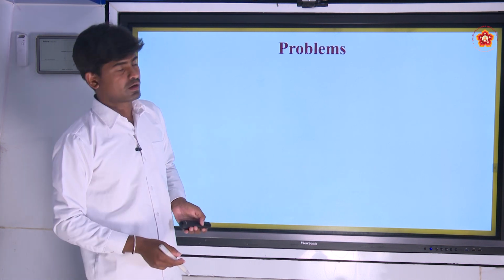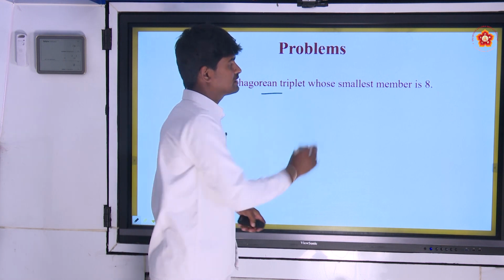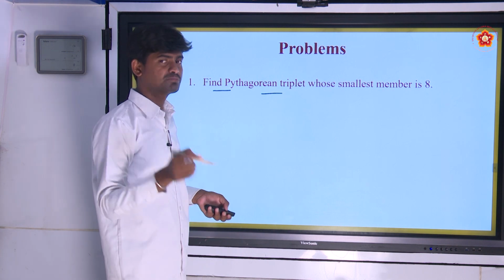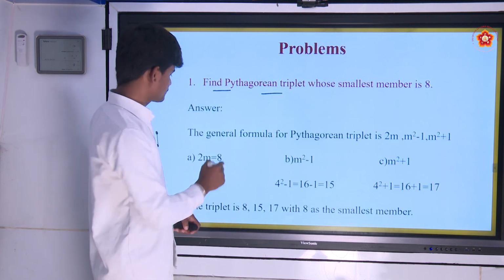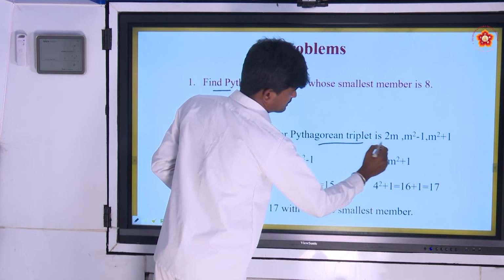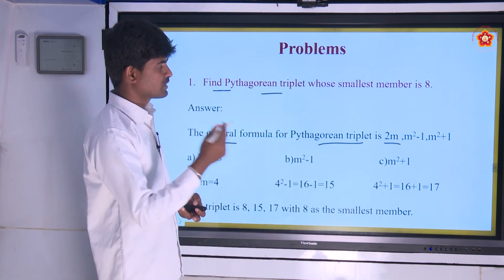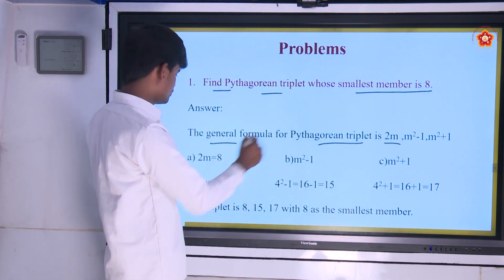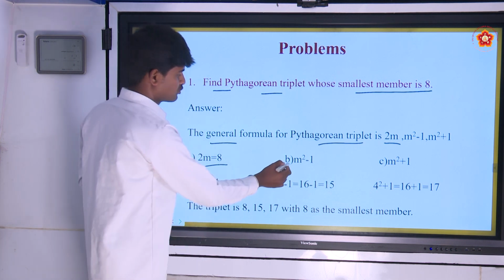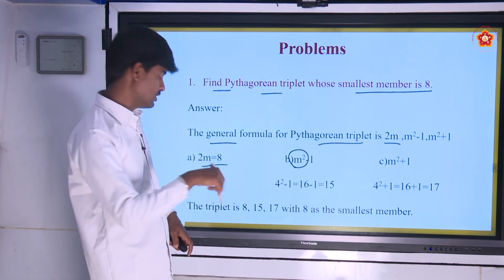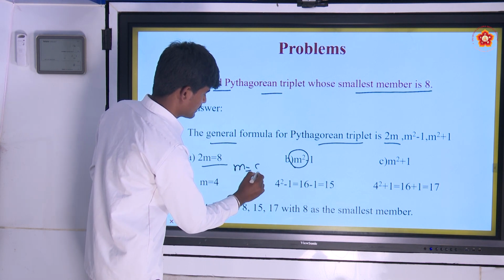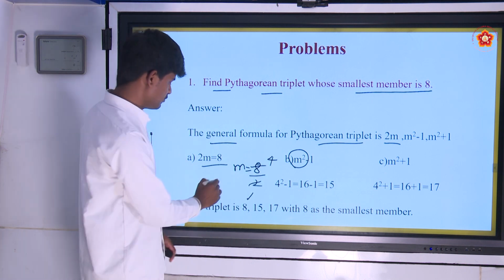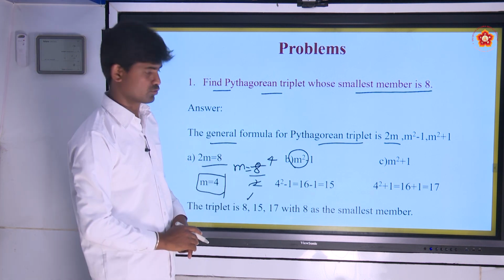Problem one: find the Pythagorean triplet whose smallest member is 8. Answer: we all know the general formula for the Pythagorean triplet is 2m, m square minus 1, m square plus 1. The smallest member is 8, so 2m is equal to 8, because we do not know the value of m. First we have to find the value of m. So m is equal to 8 by 2, which is 4.